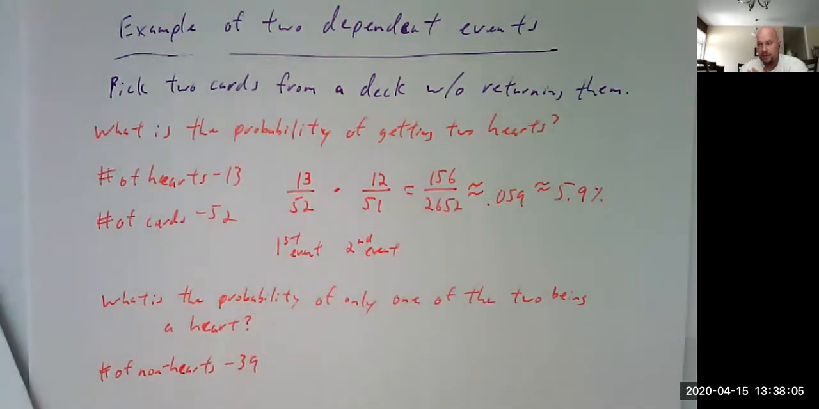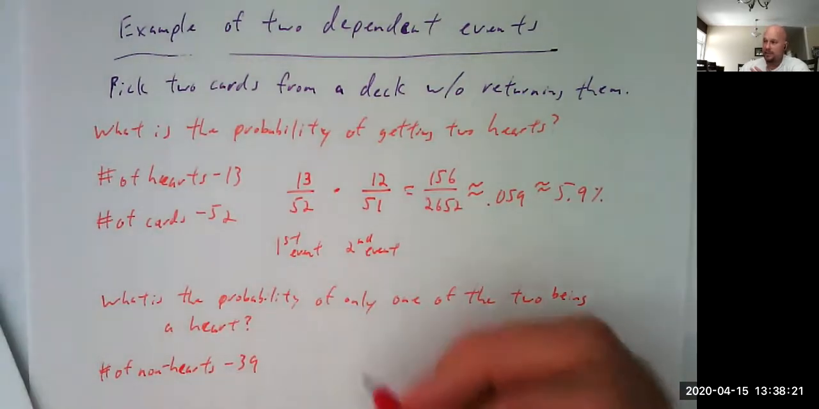52 cards in a deck, there's 13 hearts. So if I subtract 13 from 52, that leaves me with 39. Or you could say, well, each suit has 13. There are 3 other suits. So 3 times 13 is 39. So again, there are 39 cards that are not hearts.